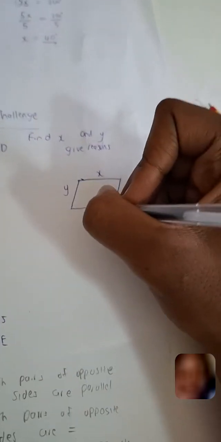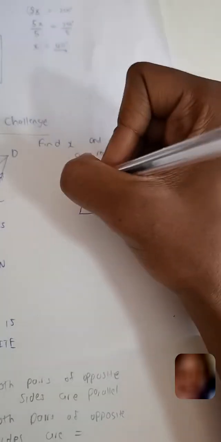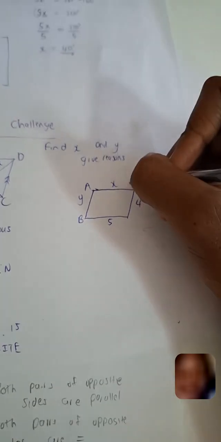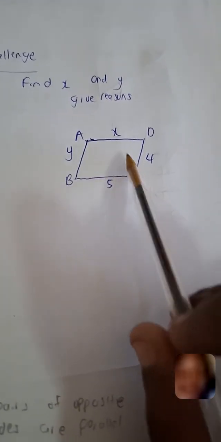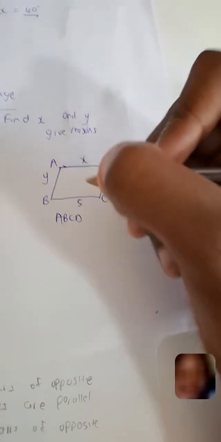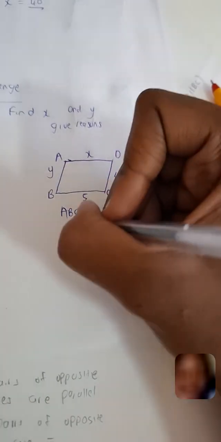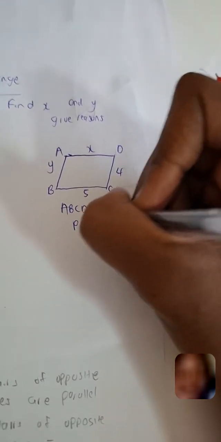Y, X, 5, 4, A, B, D, C. Okay. Honestly, now we're reverting back to sides. We are told that ABCD is a parallelogram.